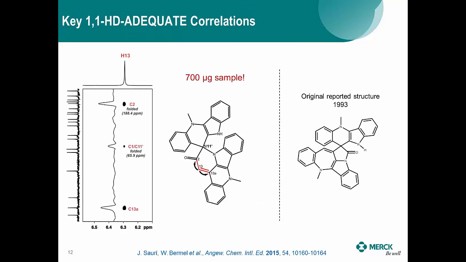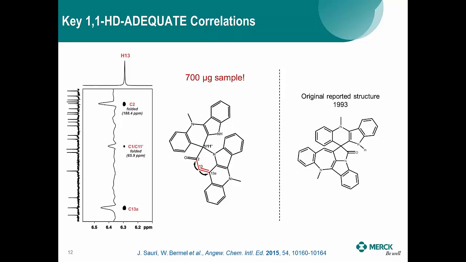And now I want to show the key information that we extract from this experiment that allows us to revise the structure of cryptospirolepine. When we run the 1,1-ADEQUATE and look at the correlation from proton 13, proton 13 showed two correlations: one to carbon 2, which is actually the carbonyl that appears here folded because we were using a reduced spectral window in the carbon dimension, and also to carbon 13a.